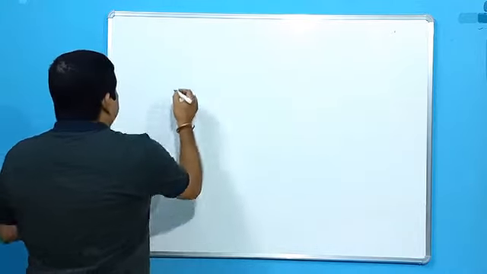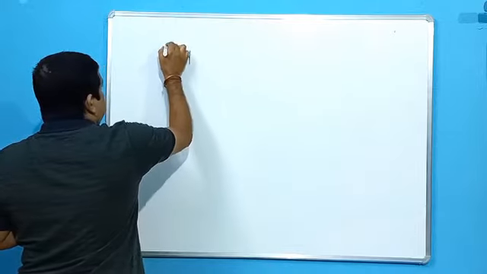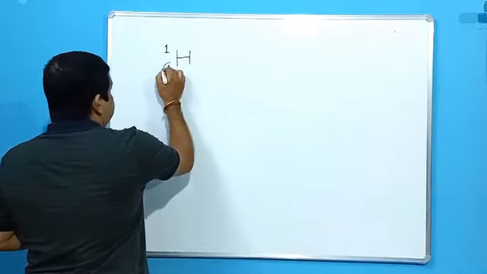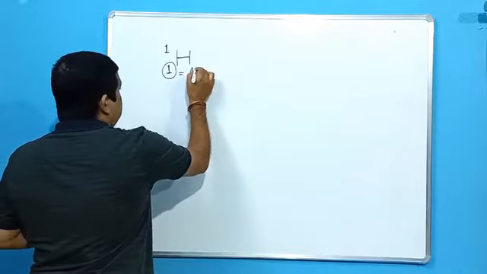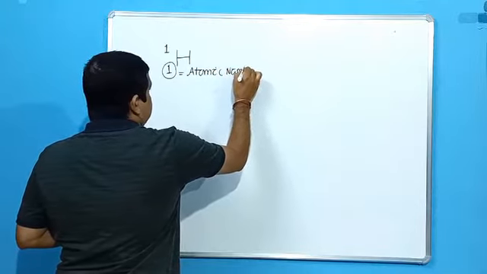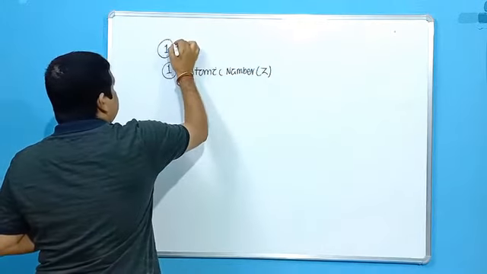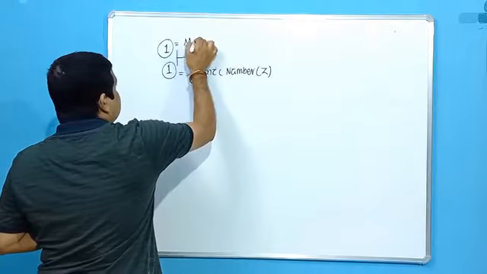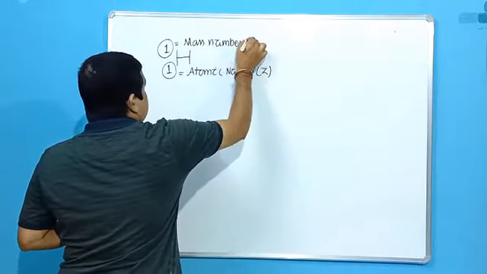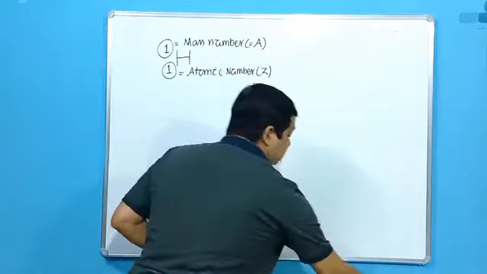So next, we are expressing an element in this form. Suppose you are writing hydrogen 1. So I already told you what it means. In the subscript, 1 is called atomic number, capital Z. In the superscript it is written mass number, that is capital A. Mass number is written as capital A.